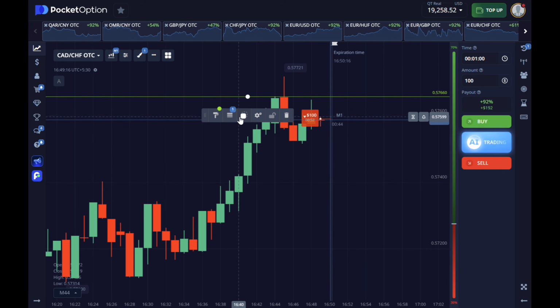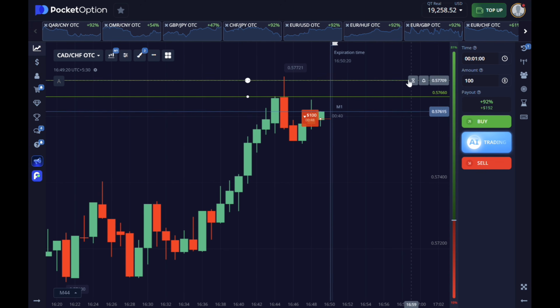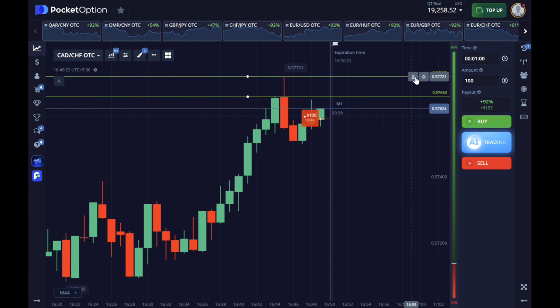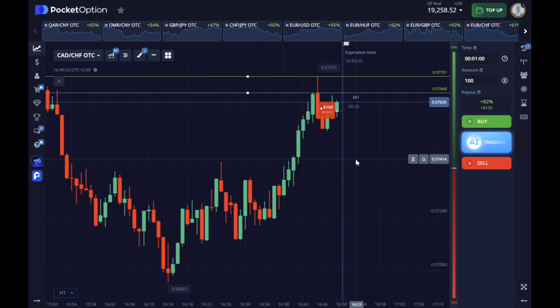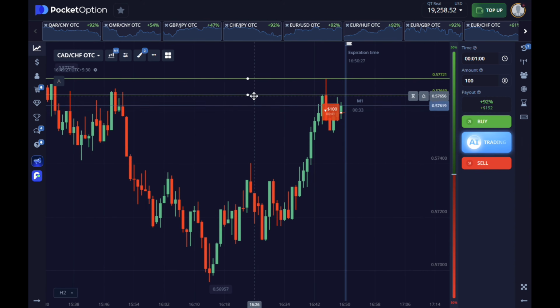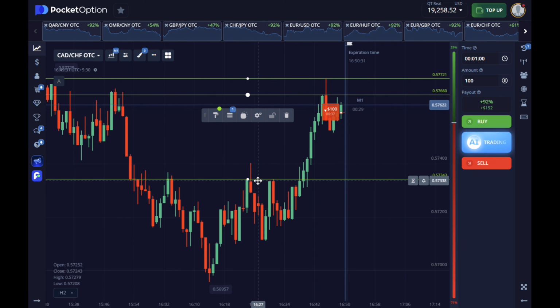There's a long wick formed, so using a horizontal line I've marked a double level on the upper side to create a seller's zone. I always prefer to use double levels rather than a single level when marking support and resistance. I never prefer to use just a single level. I always mark support with a double level as well.